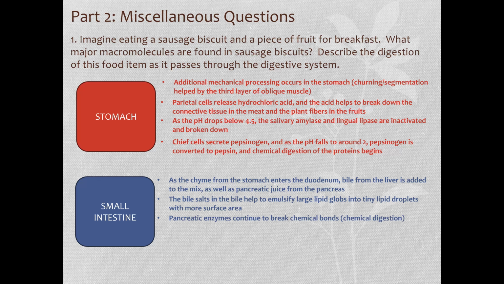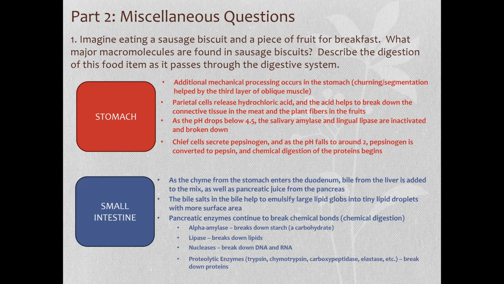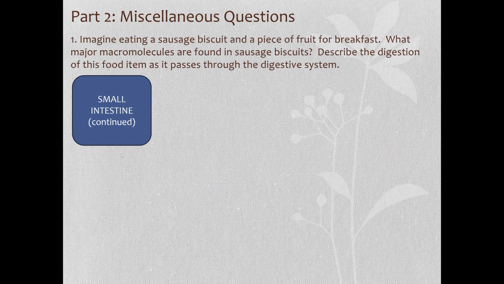Pancreatic enzymes will continue to break down chemical bonds in the process of chemical digestion. So some of the ones we talked about in lecture were alpha amylase, which breaks down starch, which is a type of carbohydrate. We also talked about lipase, which breaks down lipids, nucleases, which break down DNA and RNA, and then there were a lot of proteolytic enzymes we talked about, like trypsin, chymotrypsin, carboxypeptidase, and elastase, which break down proteins.